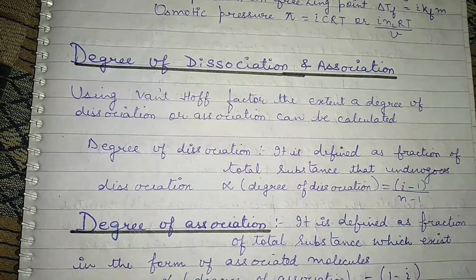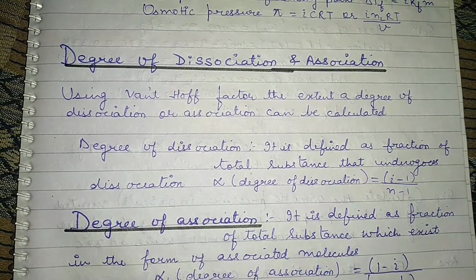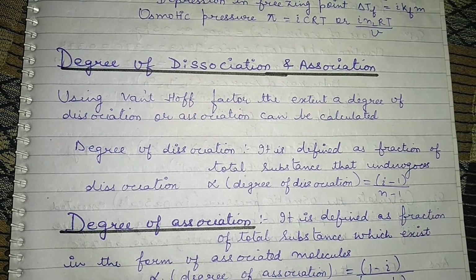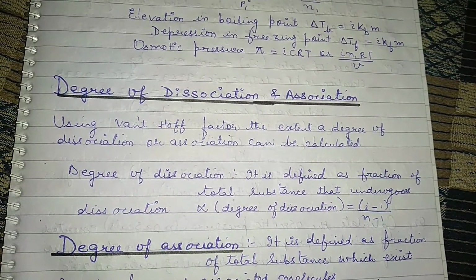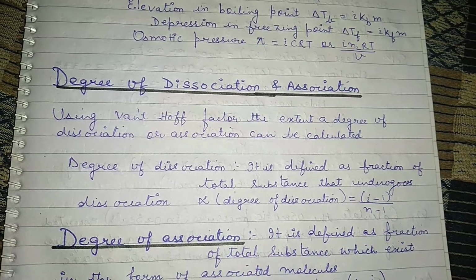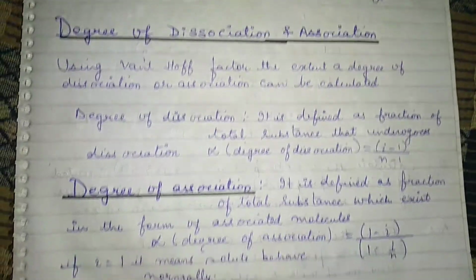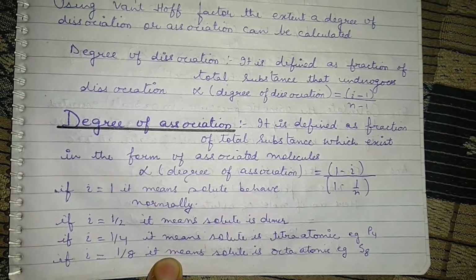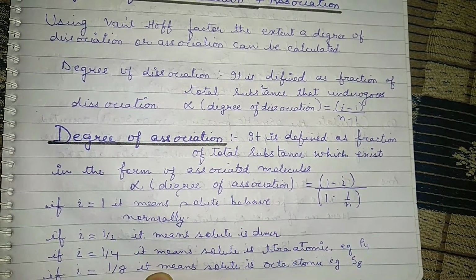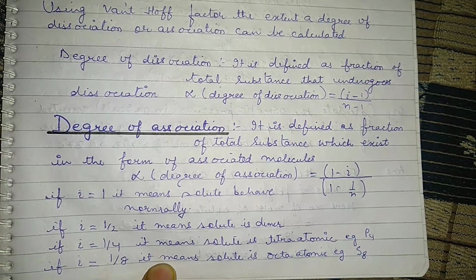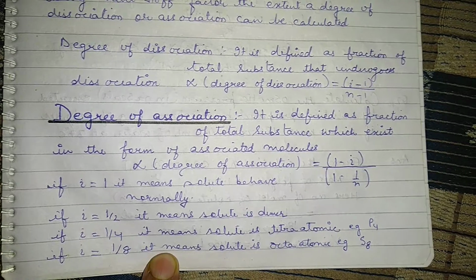So how can we write the degree of dissociation and association? Using the Van't Hoff factor, the extent or degree of dissociation or association can be calculated. The degree of dissociation is defined as the fraction of total substance that undergoes dissociation. The formula for it is alpha equals i minus 1 upon n minus 1. And for the degree of association, it is defined as the fraction of total substance which exists in the form of associated molecules. So alpha, the degree of association, is equal to 1 minus i upon 1 minus 1 upon n.